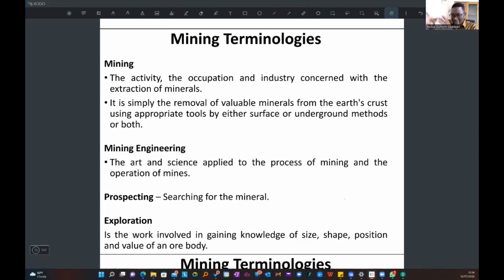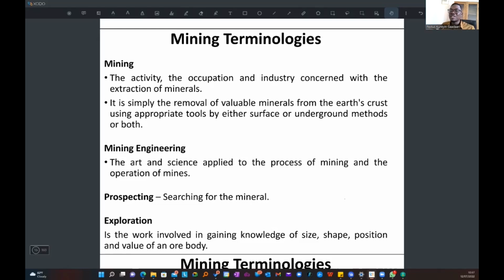The profession is mining. So mining is an activity, the occupation and industry. Mining can be the whole firm you are talking about. So if you work at Goldfields, the whole of that is mining. Then again, when you go into the pit and you begin to undertake that activity, it is also mining. So it's a broad term. So we say that mining is the activity, the occupation and industry concerned with the extraction of minerals.